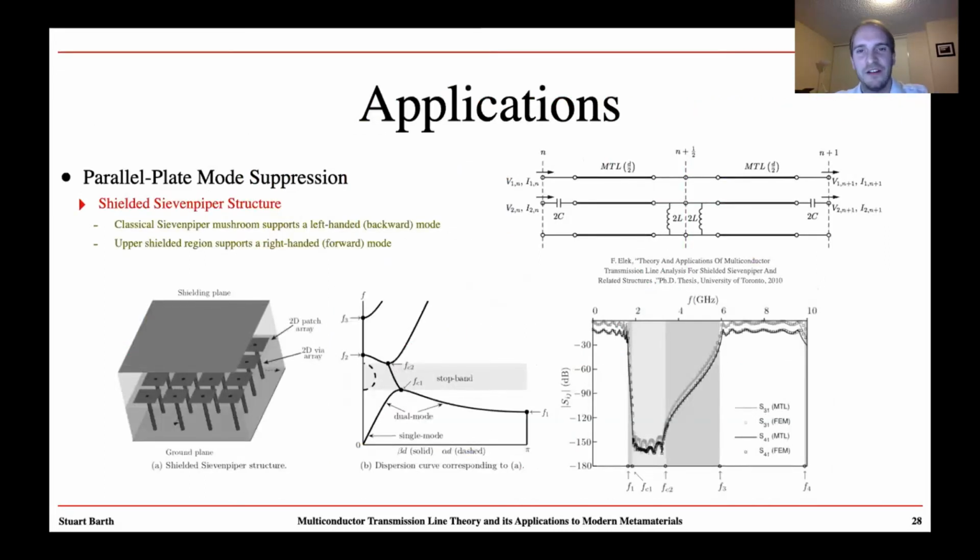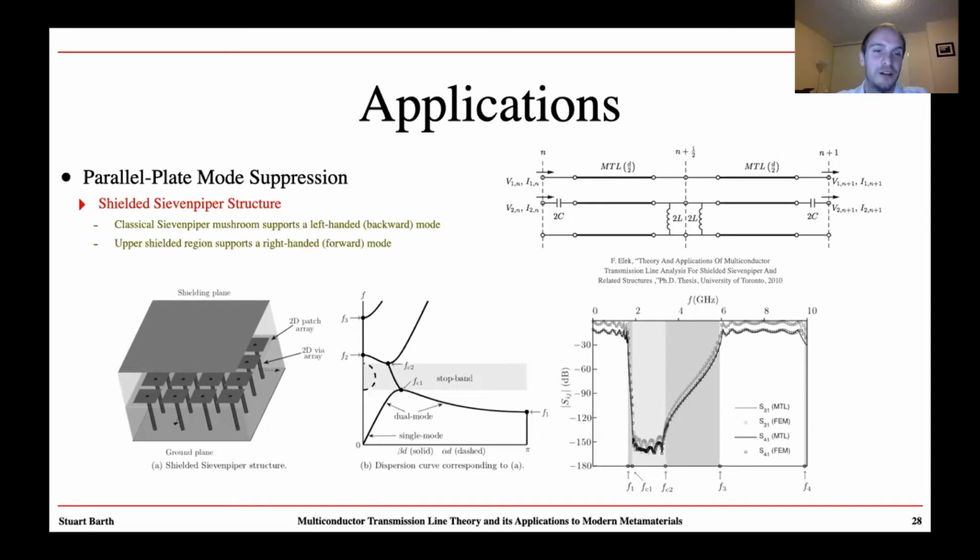So specific applications of this multi-conductor transmission line metamaterial formalism are numerous, but I'll go over a few of the canonical ones here. To start with, we have parallel plate mode suppression. The shielded Sievenpiper structure, once again, investigated in detail by Dr. Francis Elek, really demonstrated a strong band gap region that came about from the fact that we know that the classical Sievenpiper mushroom structure supports a left-handed or backwards type mode, whereas the upper shielded region supports a right-handed forward mode. So the coupling of these two causes a band gap.